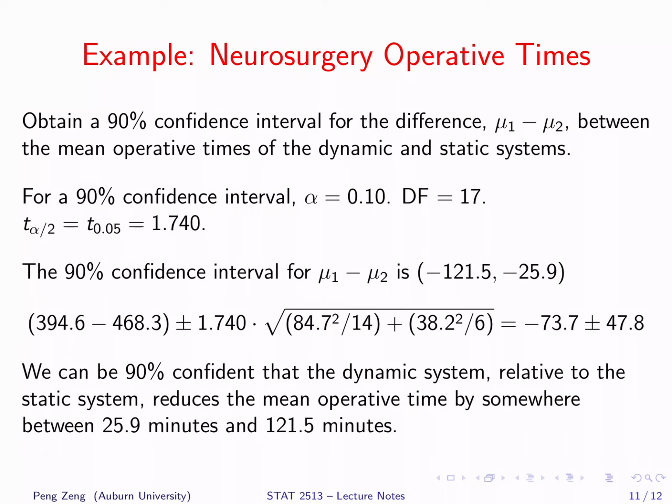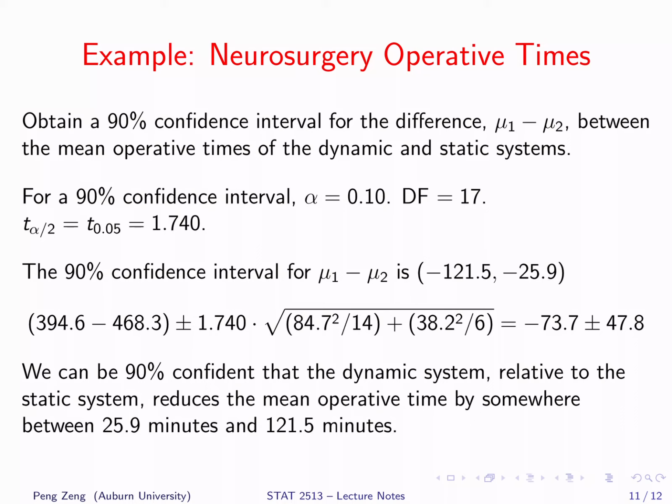Let's obtain a 90% confidence interval for the difference between the mean operative times of the dynamic and the static system. Notice that here alpha equals 0.1. Therefore, t alpha over 2 equals t.05 equals 1.74. Here we use 17 degrees of freedom. We have calculated the value of delta in the previous example.